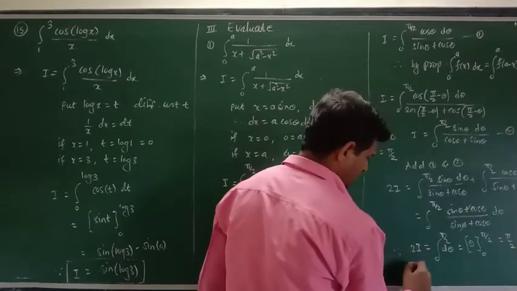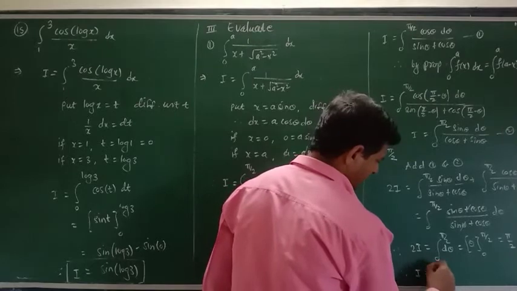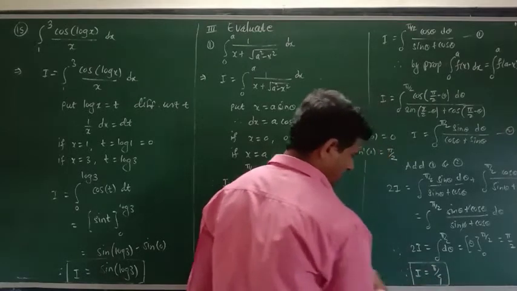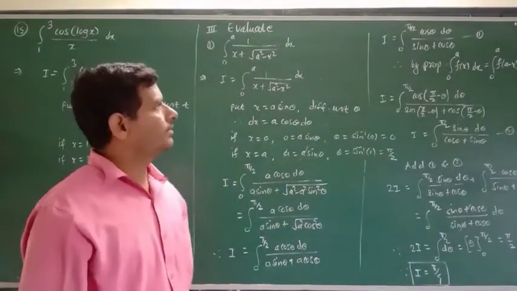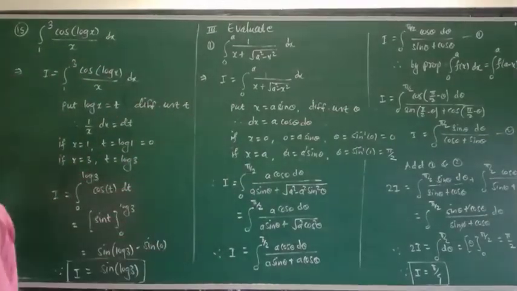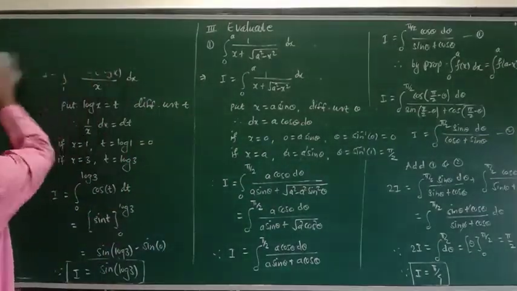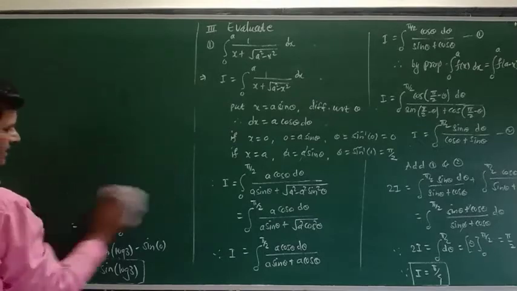2I is equal to pi by 2. The final answer of the integral is I is equal to pi by 4. Okay, this is the value of this first definite integral example.